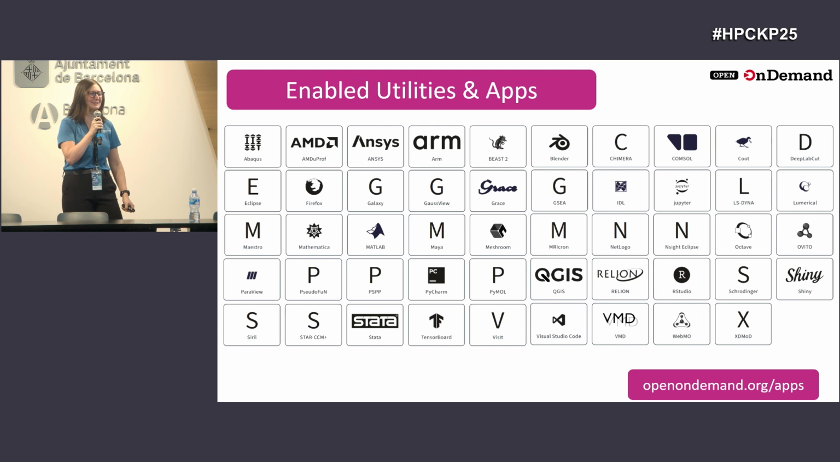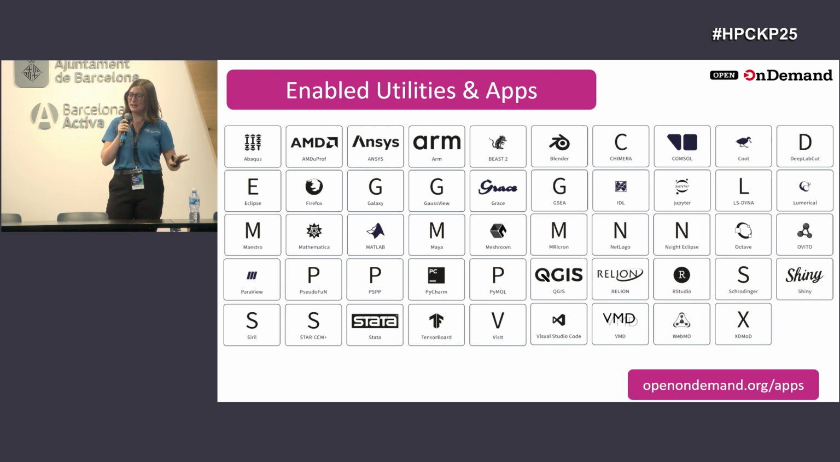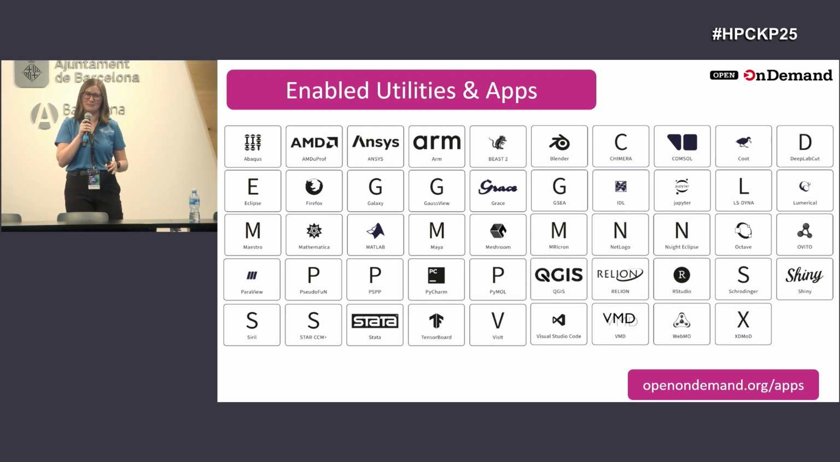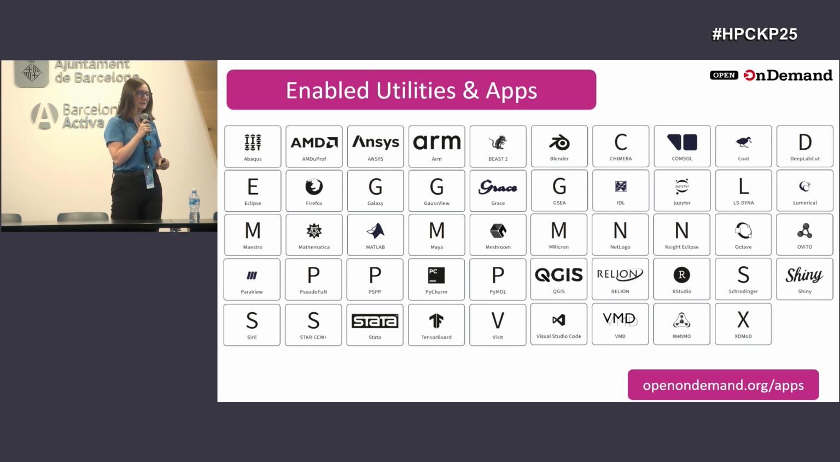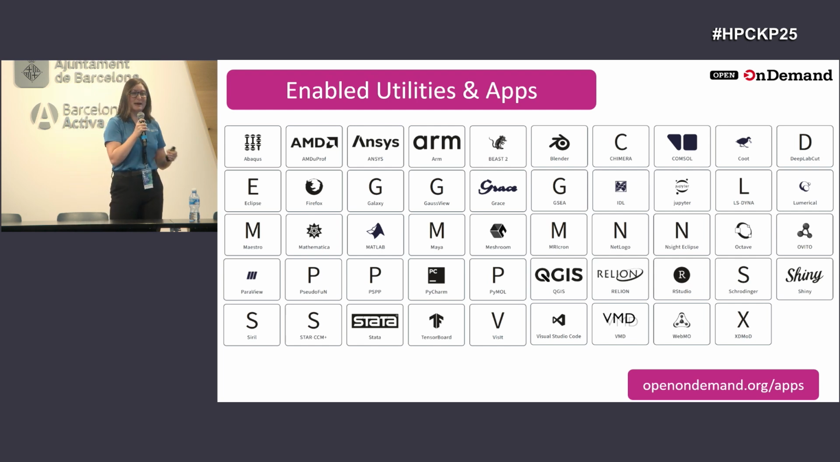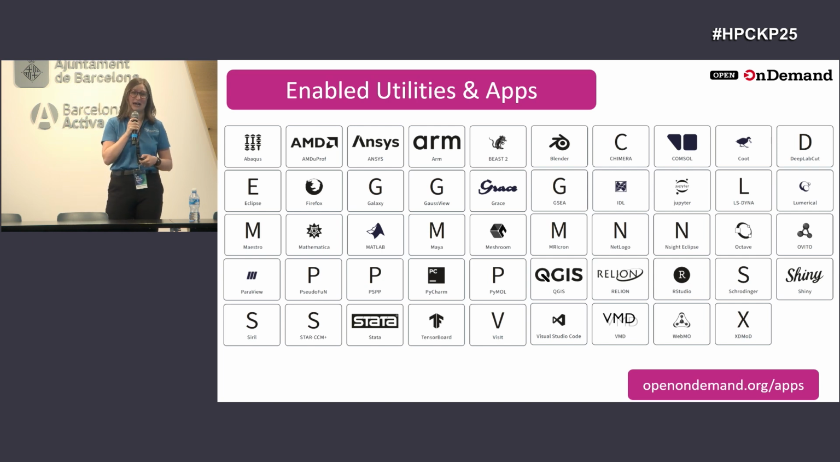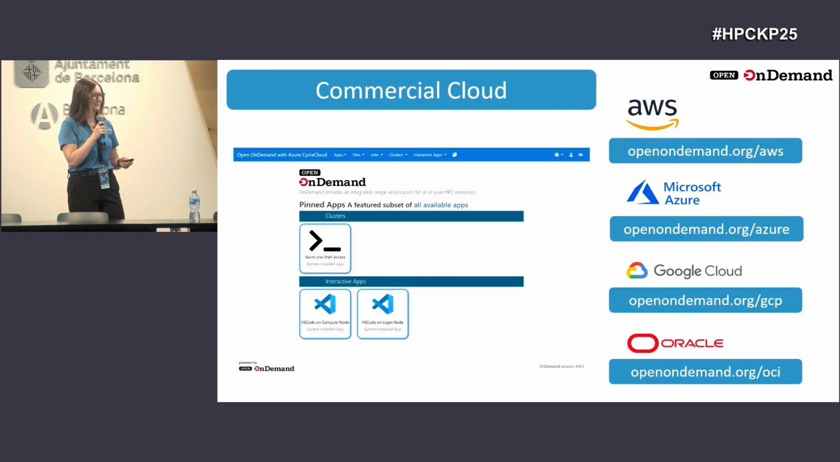Some enabled utilities and applications that you might be familiar with. This is not comprehensive by any means, but just an illustration for our time today. The ones that I call out that are most popular and where OnDemand is heavily utilized are MATLAB, Jupyter, RStudio, and VS Code. If there are others on this list that are not up here, please let me know. I would be happy to capture that and include those in any of our future presentations.